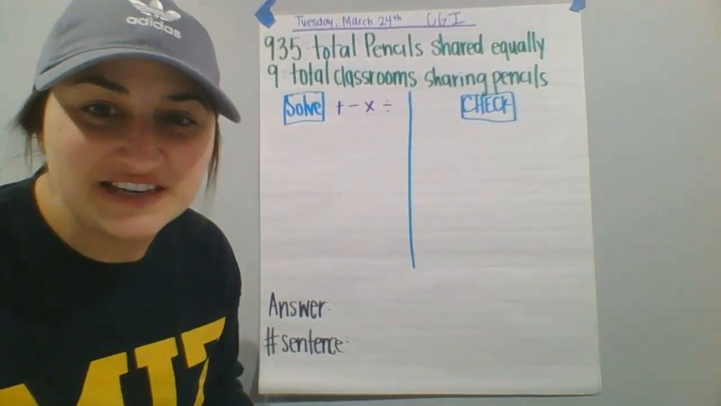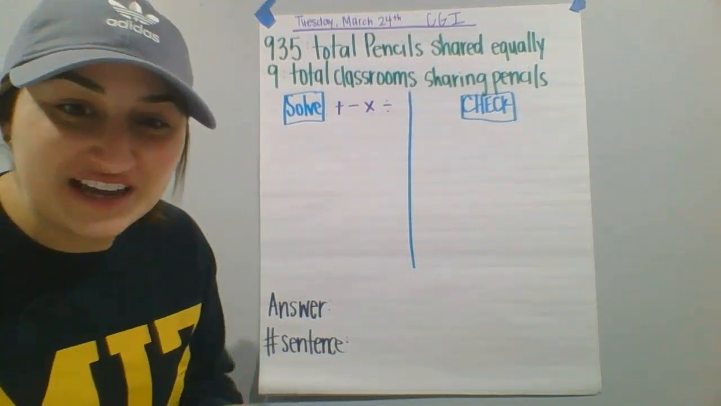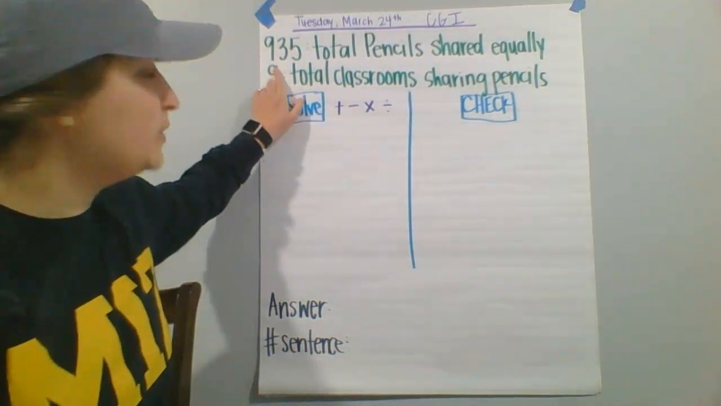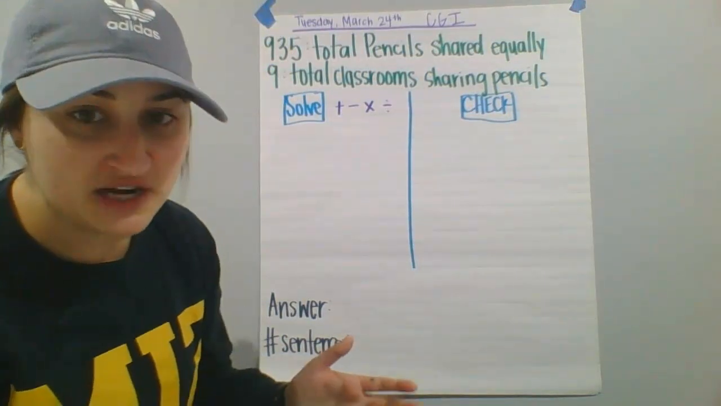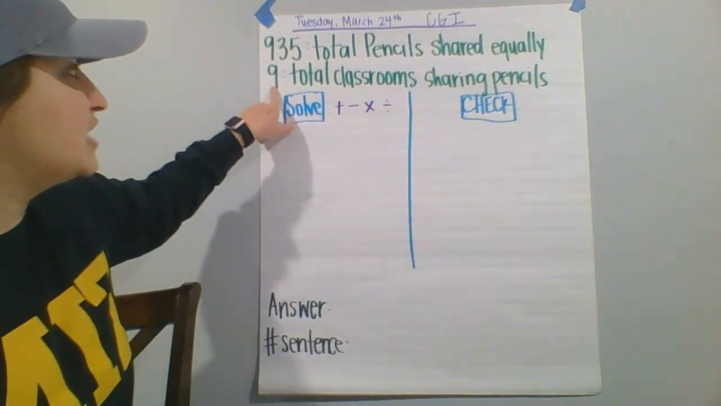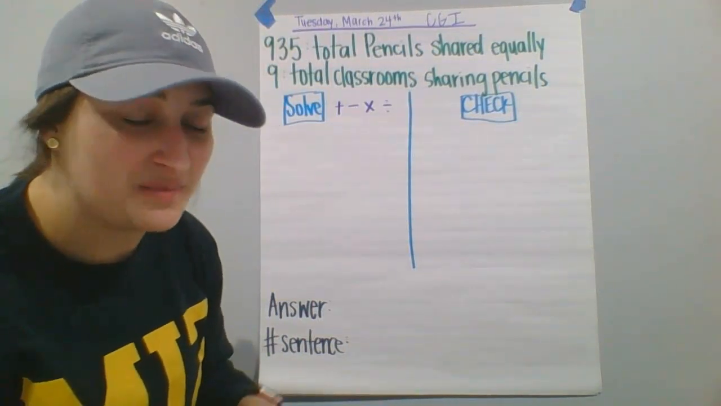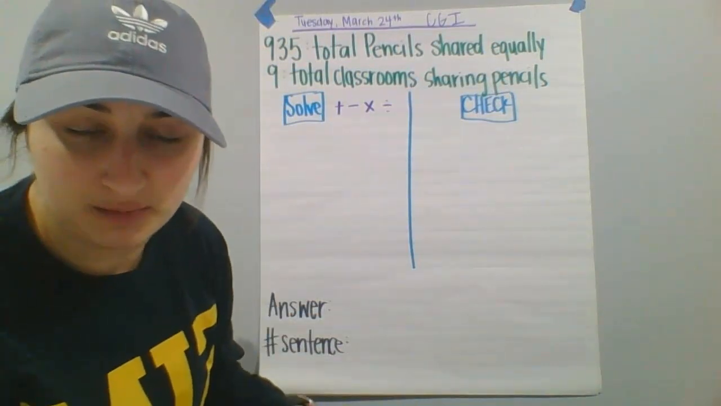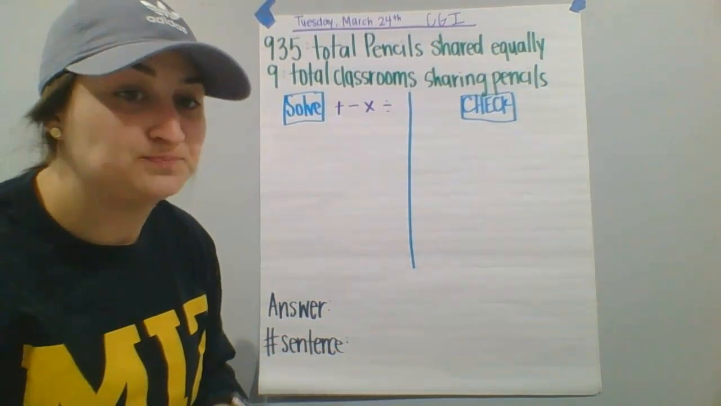All right, so at this point, you should have solved the problem on your own and are checking back to solve it together. So we know we have 935 total pencils that are going to be shared equally. We know that we have 9 total classrooms that are also going to be sharing those pencils. So I want you to think about how we're going to solve this problem and what words in the word problem told us what to do.